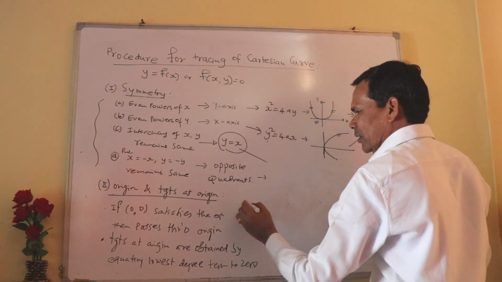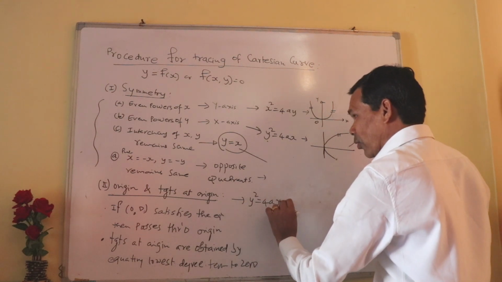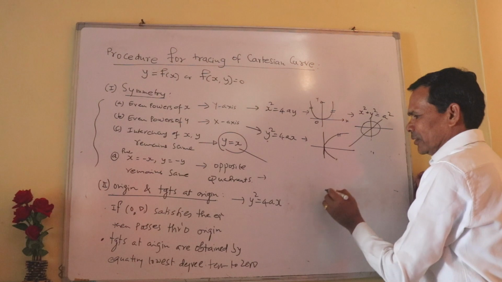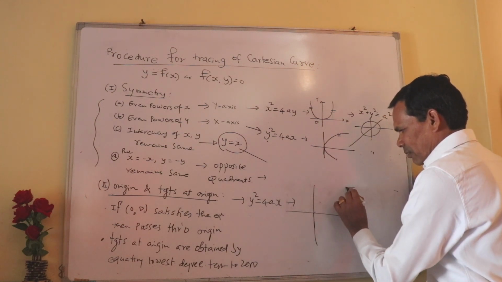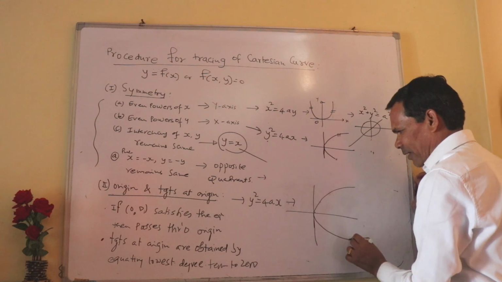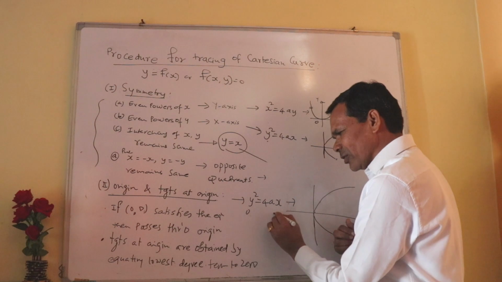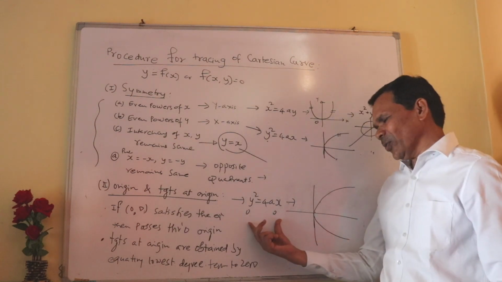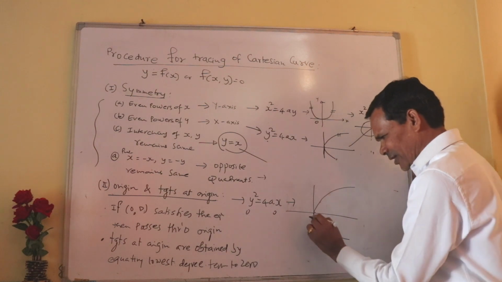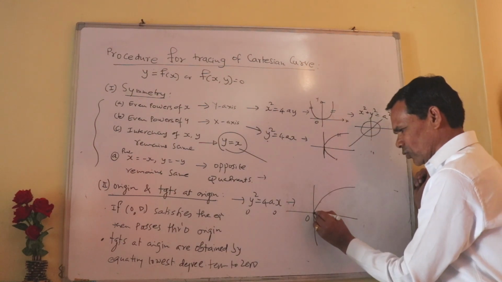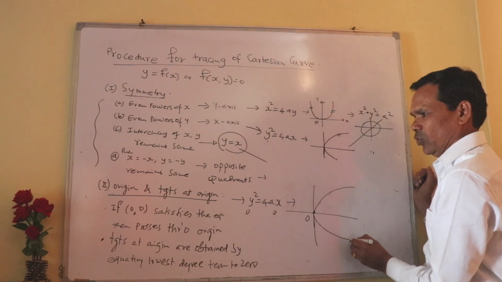Similarly, if I take a curve like y square is equal to 4ax, this parabola which we have taken, this parabola would be something like this. Now, if you put x is equal to 0, y is equal to 0, it is satisfied, 0 is equal to 0. Therefore, this curve passes through origin. This is origin. If you observe the branch of the curve, it passes through origin.